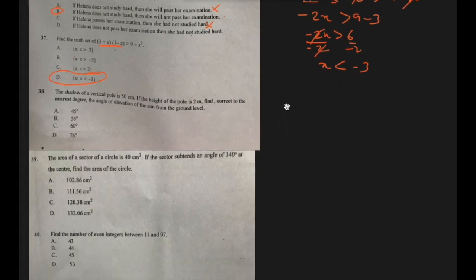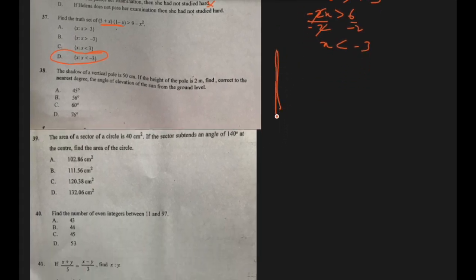Okay, shadow of a vertical pole. So this is a pole, it has a shadow of 50 centimeters. If the height of the pole is 2 meters, find, correct to the nearest degree, the angle of elevation of the sun from the ground level. Basically, they are asking us to find this angle.